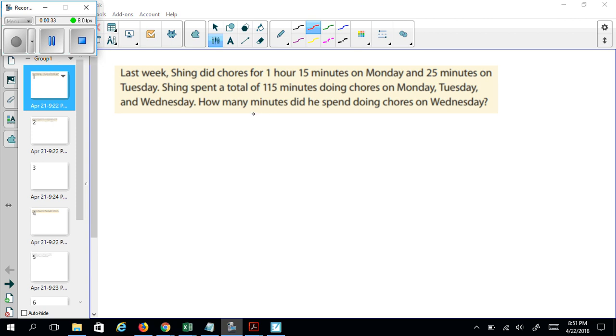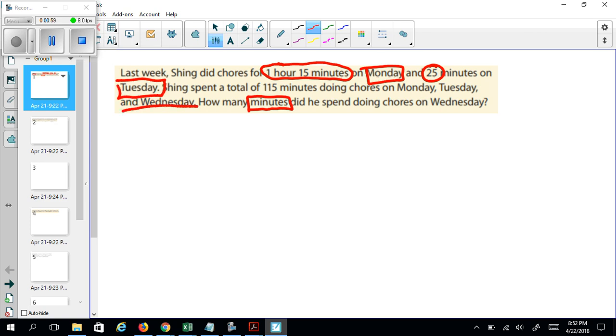All right, so here's the first thing I notice is that it says minutes. How many minutes did he spend? But here I have 1 hour and 15 minutes. So I'm gonna have to use what I know about converting units of measurement to solve this problem. So it says 1 hour, 15 minutes on Monday, 25 minutes on Tuesday. So that means that we do not know how many minutes that he spent on Wednesday, and that's the important part here.